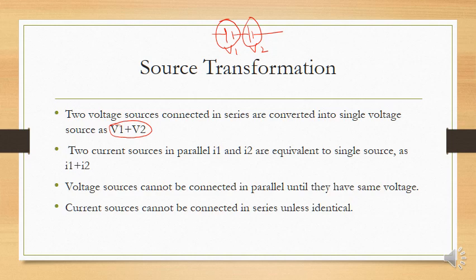Similarly, if we have two current sources which are connected in parallel with each other like this, to make an equivalent single source, we are going to add them again like this, I1 plus I2. Now, what is important thing?